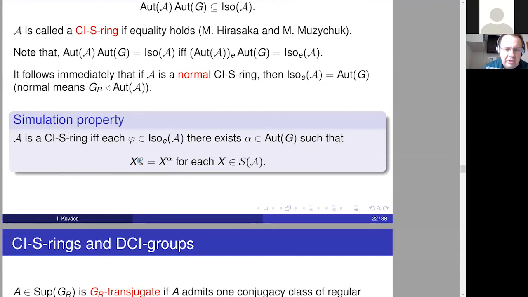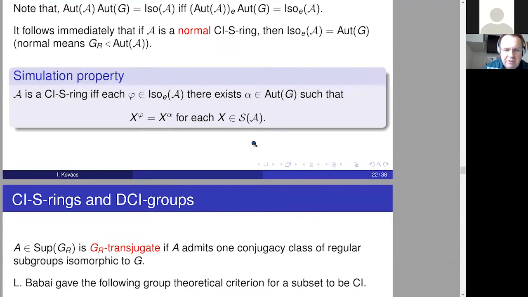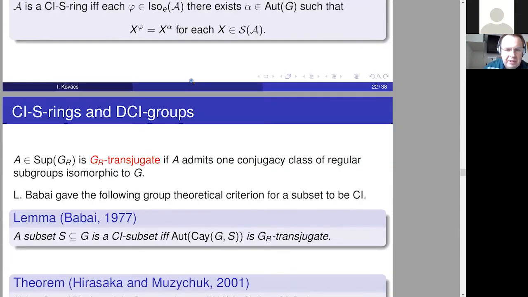So an S-ring is CI if and only if for each normalized isomorphism, you can simulate it by some automorphism. So there's an automorphism alpha such that the action of the isomorphism phi on x is the same as the image under alpha for any basic set. This just follows from the definition. But sometimes when we use that an S-ring is CI or not, for certain S-rings this is a useful property. You can use this, and we will see examples later.